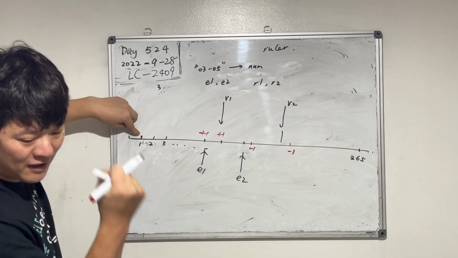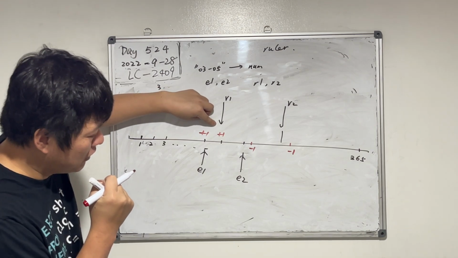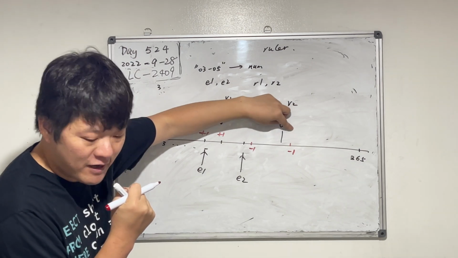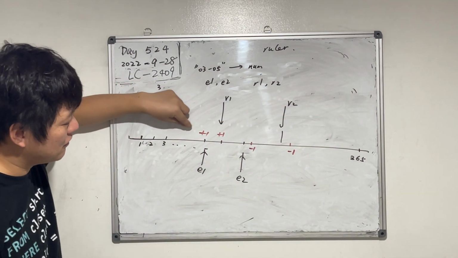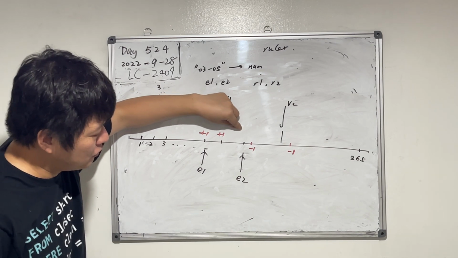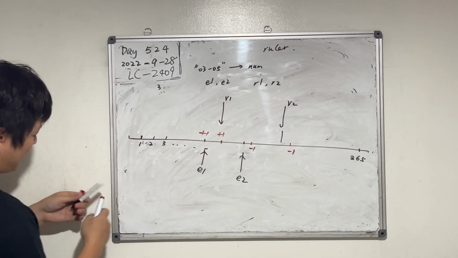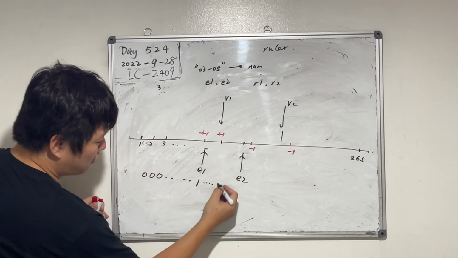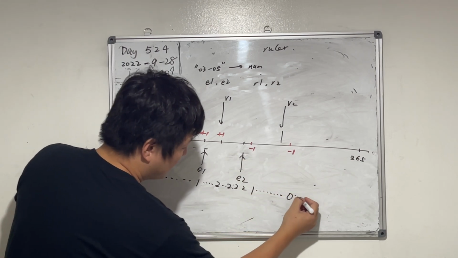I have a counter. So it could be like that: 0, 0, 0, 1, plus 1 here, plus 1, 2, 2, 2, 2, 2, 2, 2, minus 1, 1, minus 1, 0, 0, 0, 0, 0.